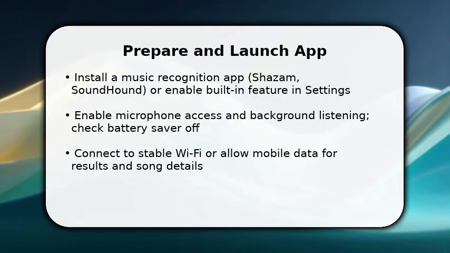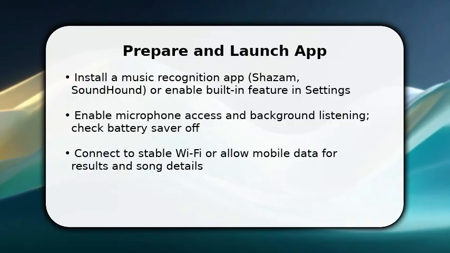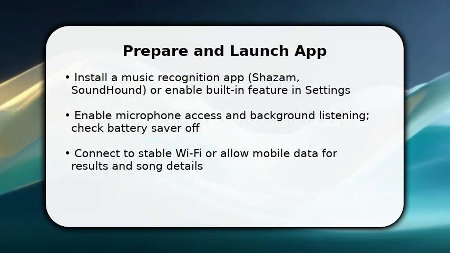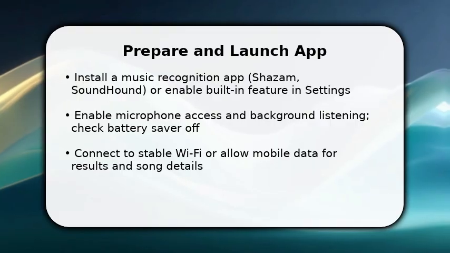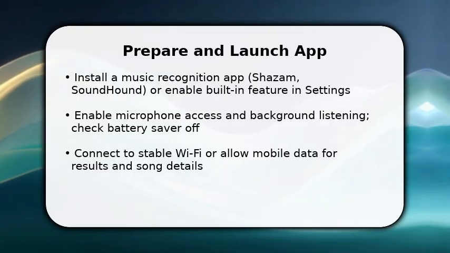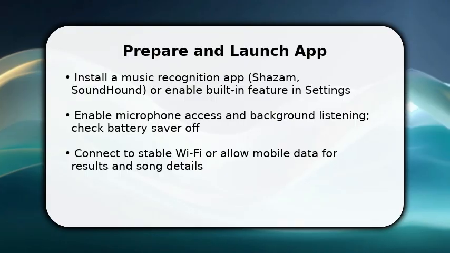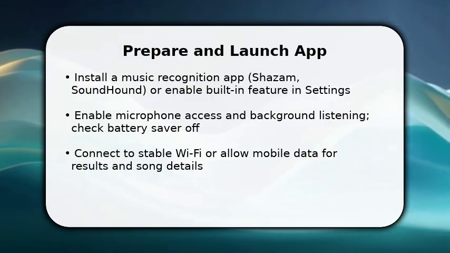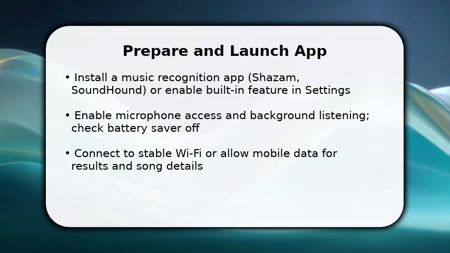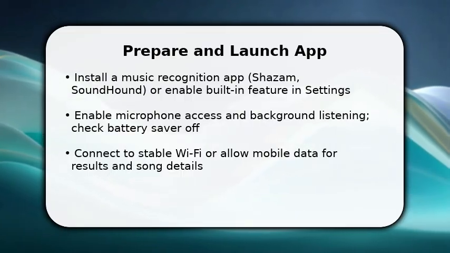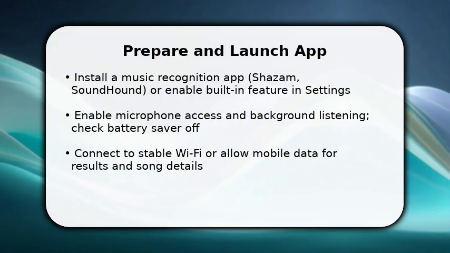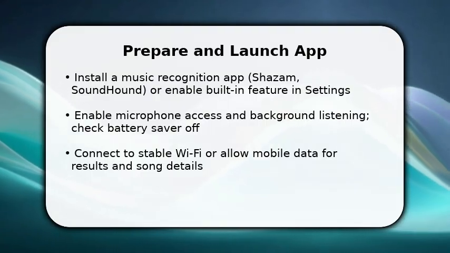You already have what matters, an app and microphone permission. Open the app or trigger the built-in listener now, then point your device toward the sound source. Keep the phone close and steady. Moving away reduces detection. Once the app shows activity, wait for it to capture a clear sample, usually a few seconds. If ambient noise is high, move closer or pause other sounds.